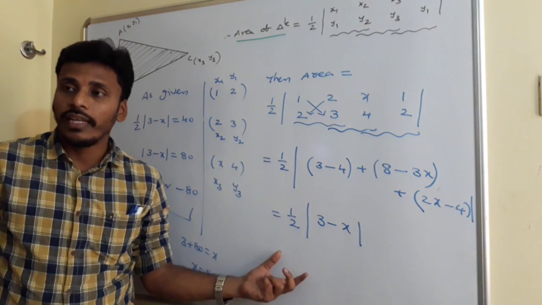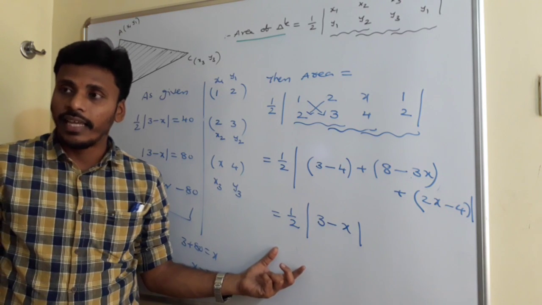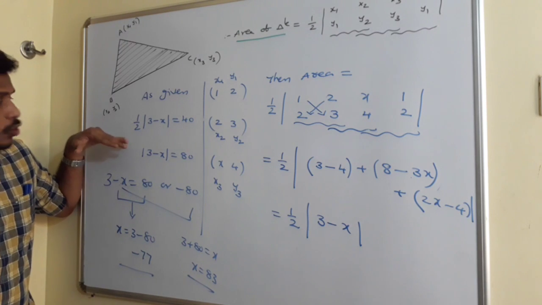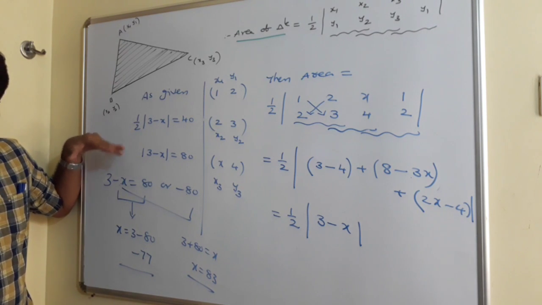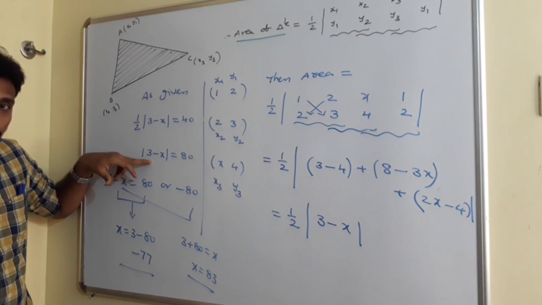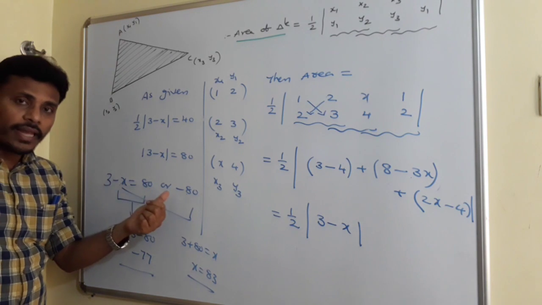Now I have this area as half mod 3 minus x. But it is given that the area is 40. So just equalize that half mod 3 minus x to 40. Send the half to that side, mod 3 minus x is 80. Since it is modulus, the inner value 3 minus x may be 80 or minus 80. So that 3 minus x is equal to 80 or minus 80.